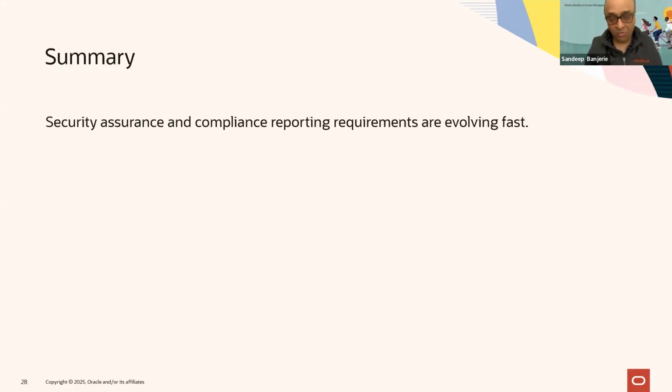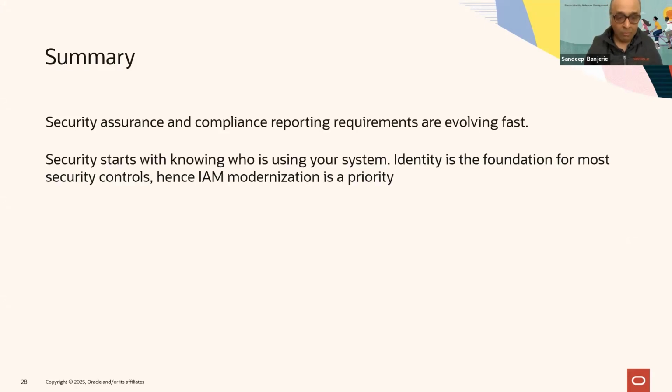So let me start summarizing our conversations today, and we'll open it up for questions and answers after this. What you heard so far, and what I started off the discussion with, is that security assurance and compliance requirements are evolving for businesses. They're evolving fast. It is important to know who's in your system so that you are able to secure it appropriately. And identity tends to be the foundation for most of these controls.